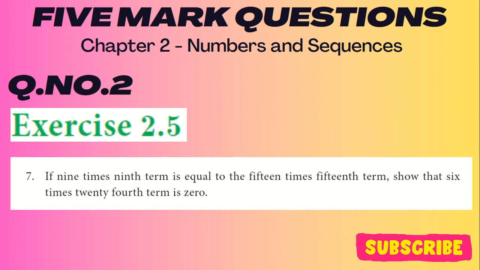Let us go to the second question. The second question is exercise 2.5, question 7: if 9 times the 9th term is equal to 15 times the 15th term, show that the 24th term is 0. So I once again repeat, if 9 times the 9th term is equal to 15 times the 15th term, show that the 24th term is 0. Let us go to question number 3, my dear children.